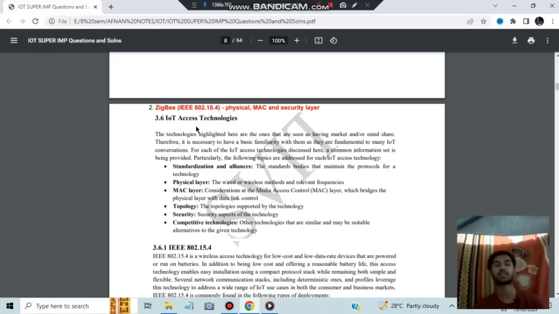There are 4 IoT access technologies. Among them, the most important one is IEEE 802.15.4. Okay. So here they have asked the physical layer, MAC layer, and security. Let's have a look at that.